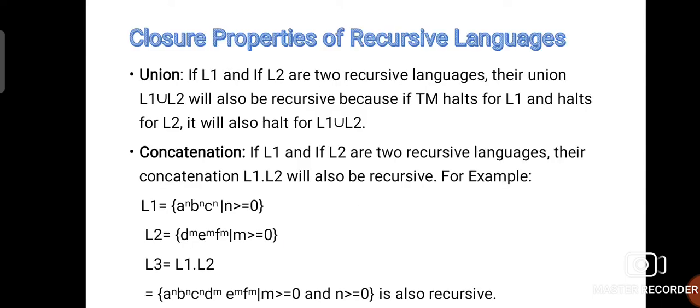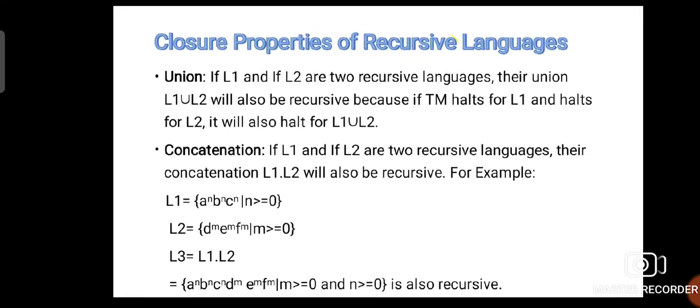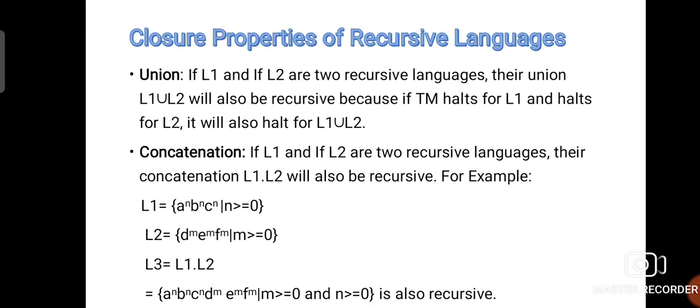Now we can see the closure properties of recursive languages. First one is union. If L1 and L2 are two recursive languages, then their union L1 union L2 will also be recursive, because if the Turing machine halts for L1 and halts for L2, then the Turing machine will also halt for L1 union L2.